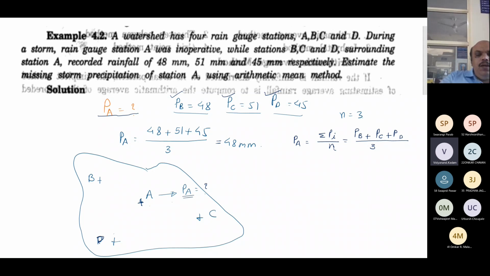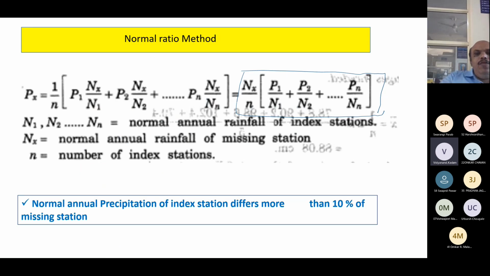Now let us go to the next method to calculate missing rainfall data. Next method is normal ratio method. Okay, so in this normal ratio method, the precipitation value at index station is weighted with the normal ratio. Now see the formula. What I am saying, the precipitation at index station is weighted with normal ratio.